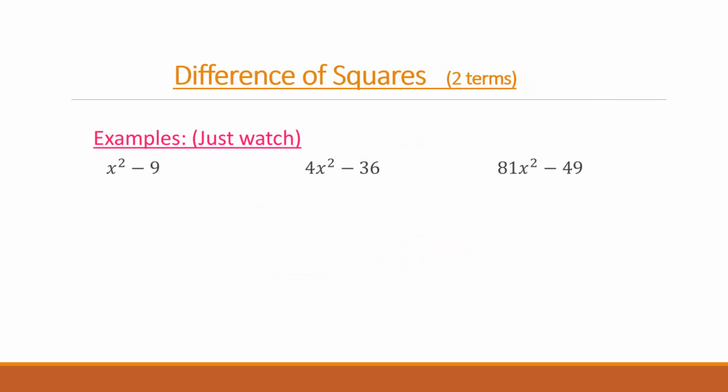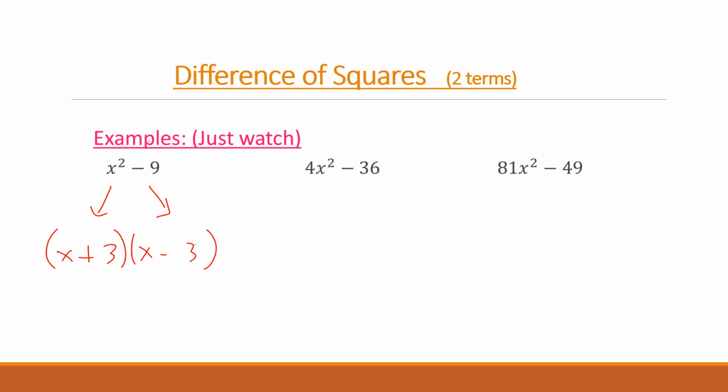So I'll show you just a couple examples here. I know that's a perfect square and I know that's a perfect square. And so what I do is I see there's a minus, so that's a difference of two squares. I take the square root of x squared, which is x, and the square root of 9, which is 3. And then your answer is x plus 3, x minus 3.